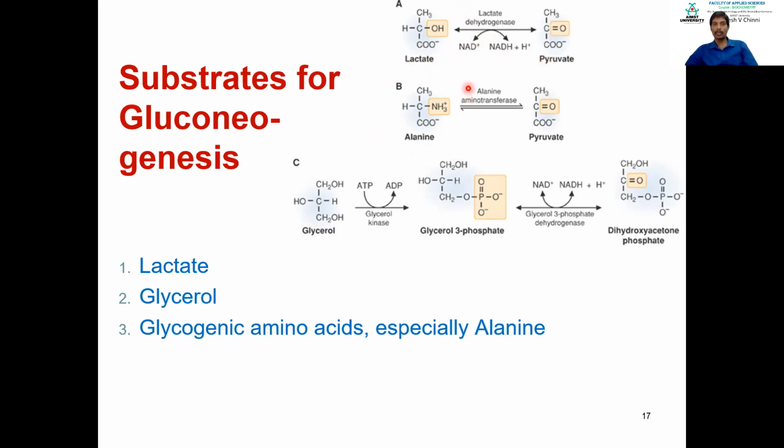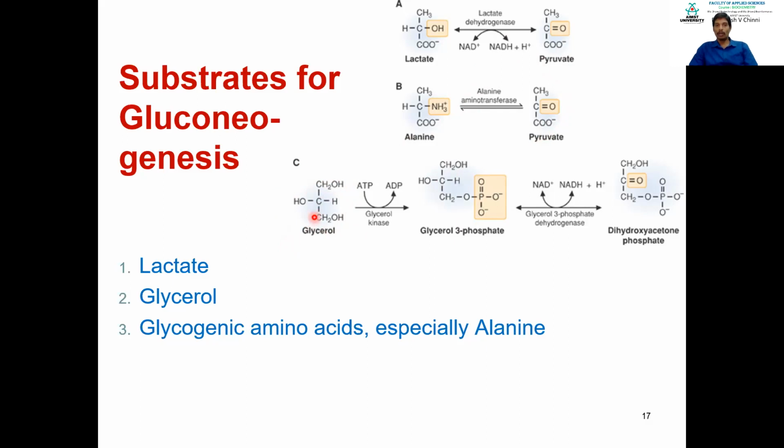And alanine is also utilized as a part of gluconeogenesis, because alanine first undergoes the aminotransferase reaction, where the amino group will be released from the alanine and it forms pyruvate, and pyruvate undergoes the steps which we have seen, then it will form glucose. Okay, that is clear. Apart from that, glycerol can also be converted into pyruvate.